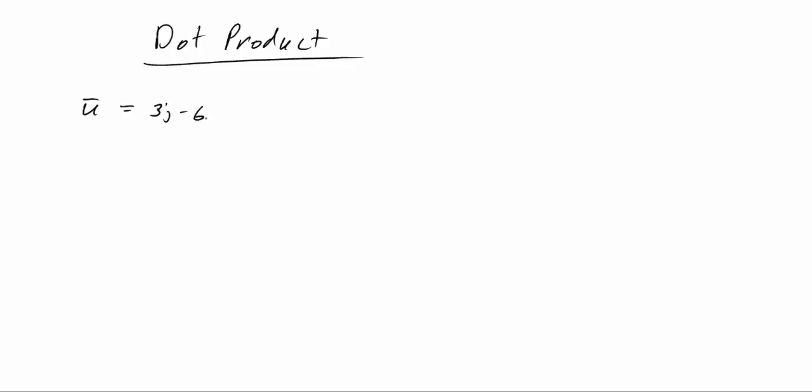All right, the next topic we want to look at is the dot product. How do we multiply the two vectors together? Well, we talked about the dot product before, and once again, we have our two vectors u, which in this case, let's say we have 3j minus 6k, and our other vector is v, we have 6i minus 4j minus 2k. And we actually want to find the dot product, so that's u dot v.